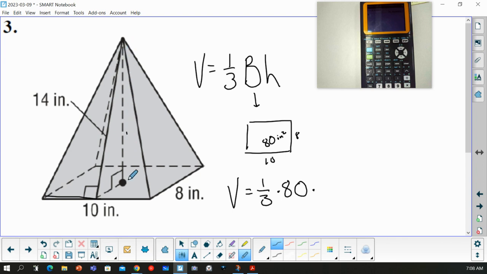dotted line right here. But notice we don't have it. This 14 inches is pointing to this side right here, this edge along the face of this pyramid. So we need to figure out what this height is.